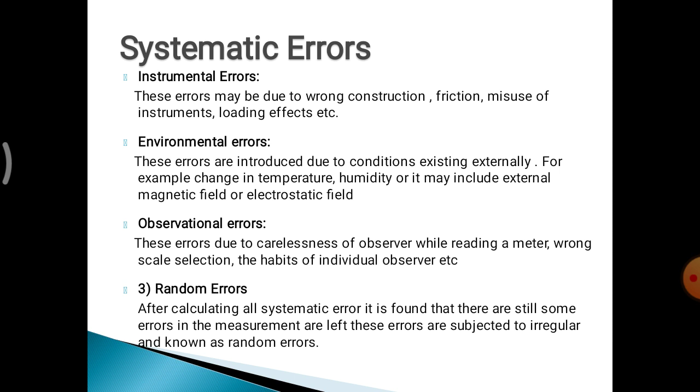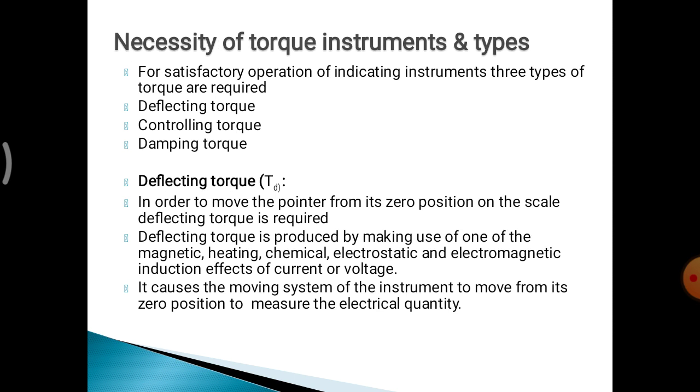Next, the third one is the random errors. All the systematic errors, gross errors, and all, you people have calculated. Still, some of the reasons are unknown in the measurement, so it is subjected to irregular errors. Such errors are called the random errors. That is, after calculating all the systematic errors, it is found that there are still some errors left in the measurement. Those errors are called the random errors.